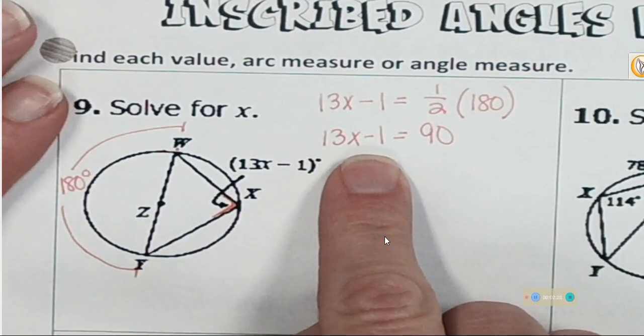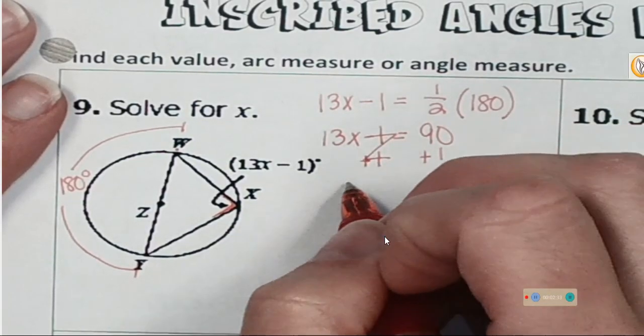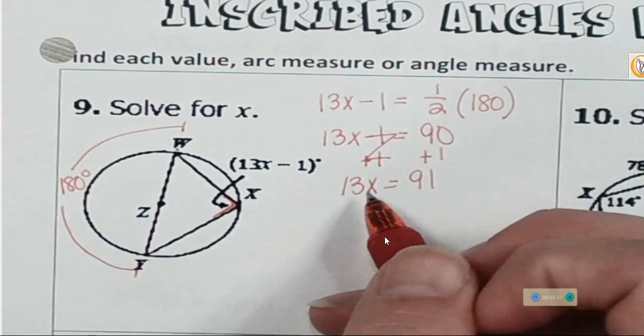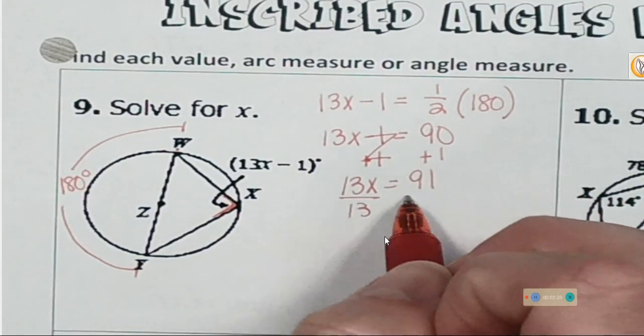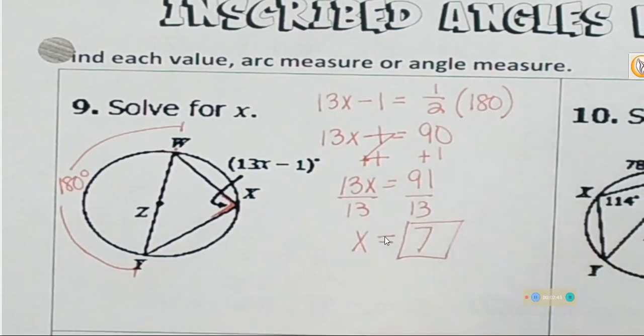All right, so I'm going to keep solving for x. What's the inverse of minus 1? Plus 1. So inverses zero out. I got 13x equals 91. How do I undo times 13? Divide both sides by 13. So x equals 7, my friends.